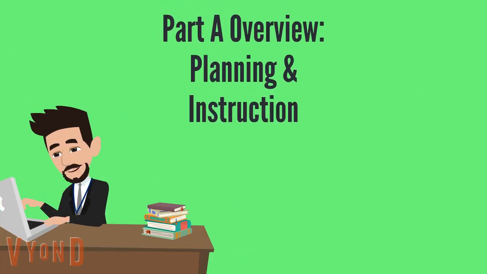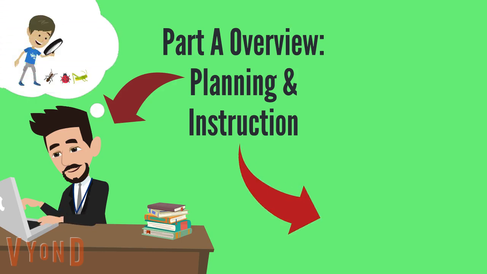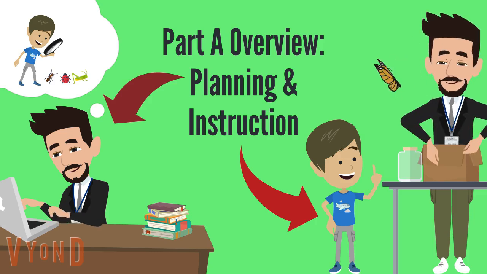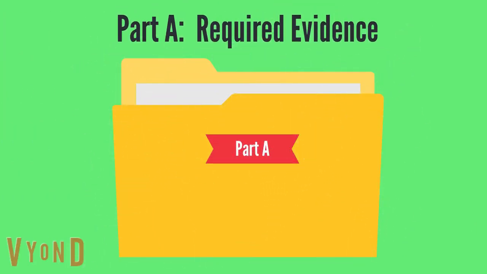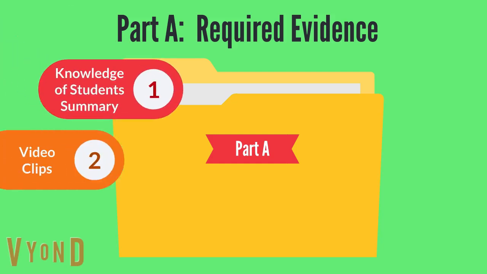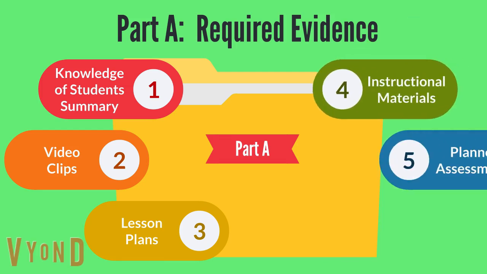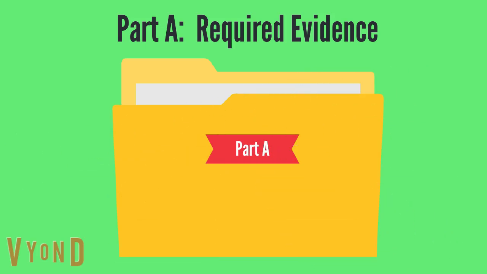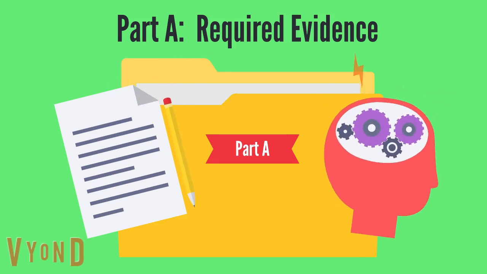In Part A, include evidence related to planning and instruction. This part helps assessors understand who your students are and how you designed instruction to meet their needs. Your Part A folder should include your knowledge of student summary, required video clips, lesson plans, instructional materials, planned assessments, and your Part A critical analysis. Across all Part A rubrics, be sure to explain and justify your instructional decisions using specific evidence from your classroom.